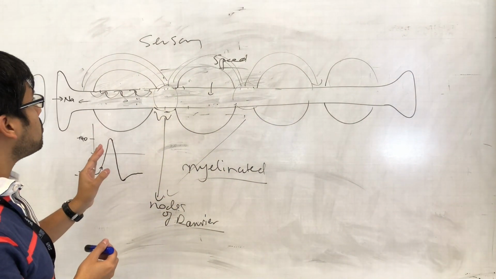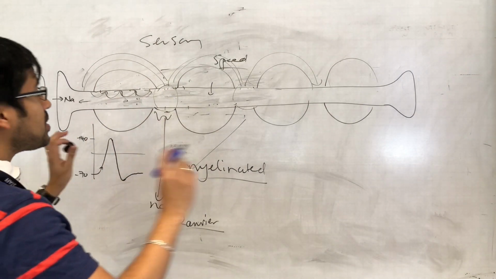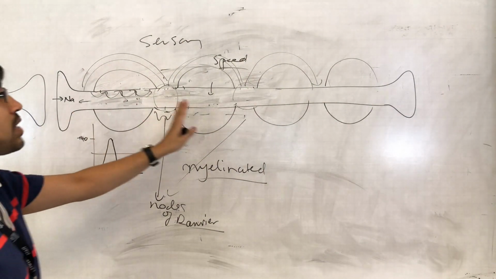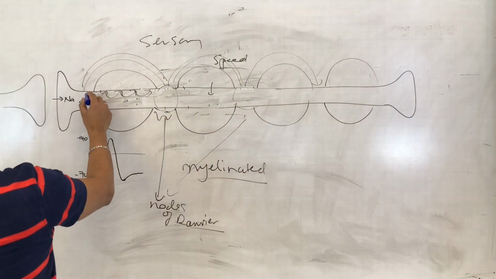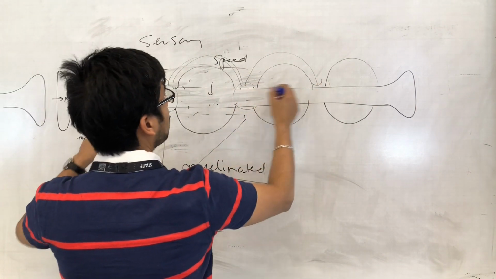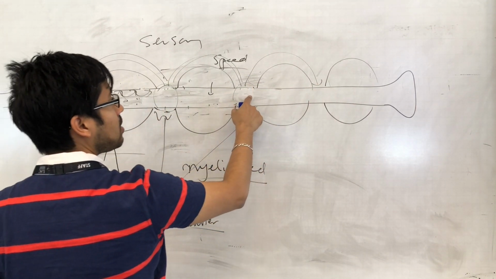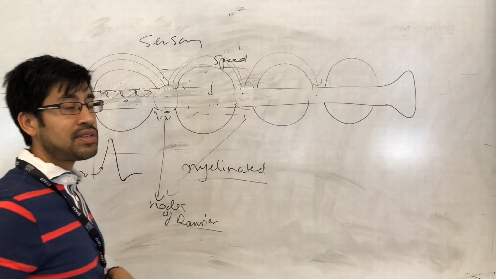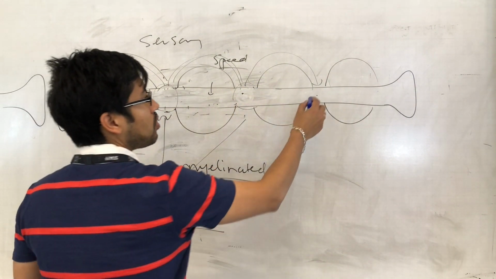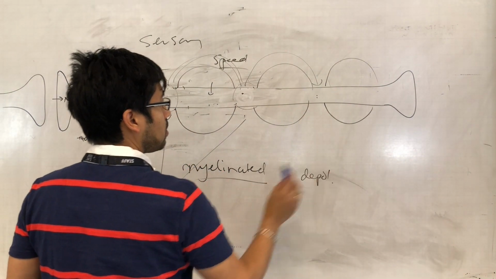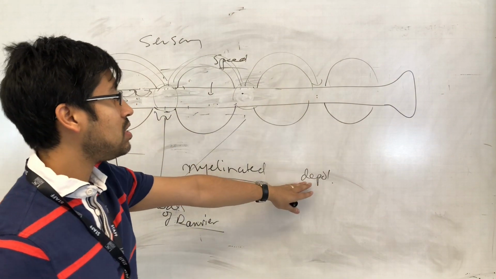Now, while we're here, we'll just make sure that we understand the events of the action potential by looking at this. So the action potential here has caused the depolarization here. Okay, so here we might be looking at a place that is just beginning to depolarize.